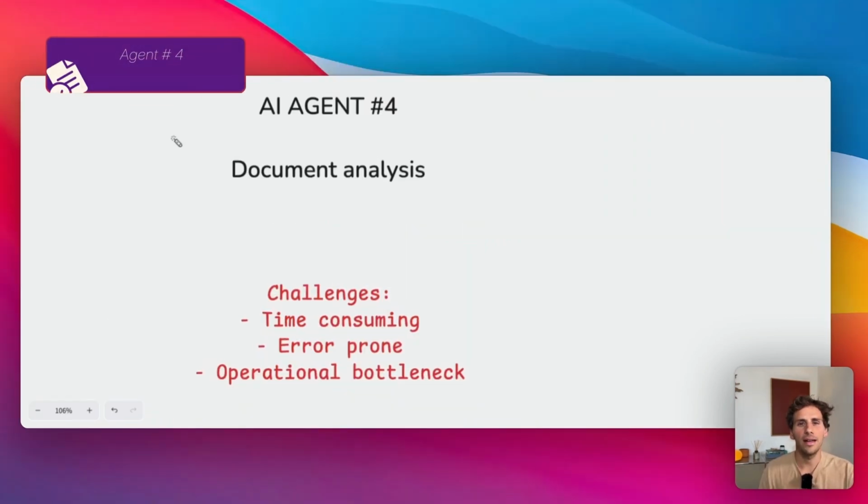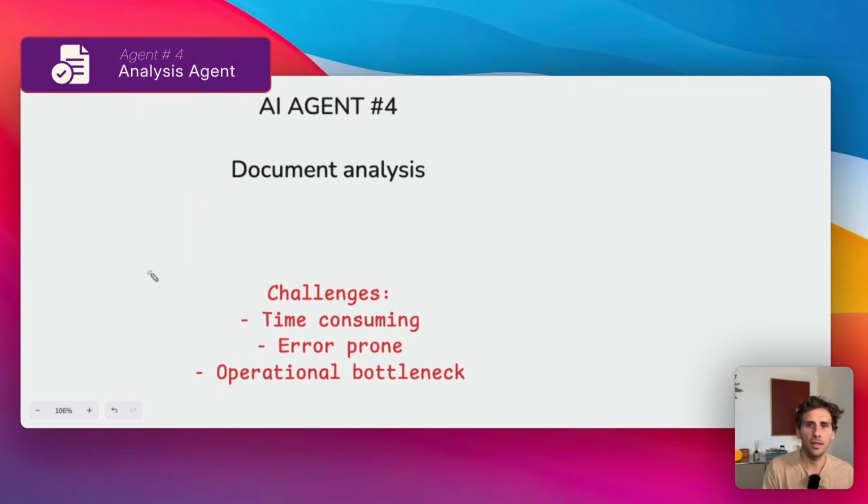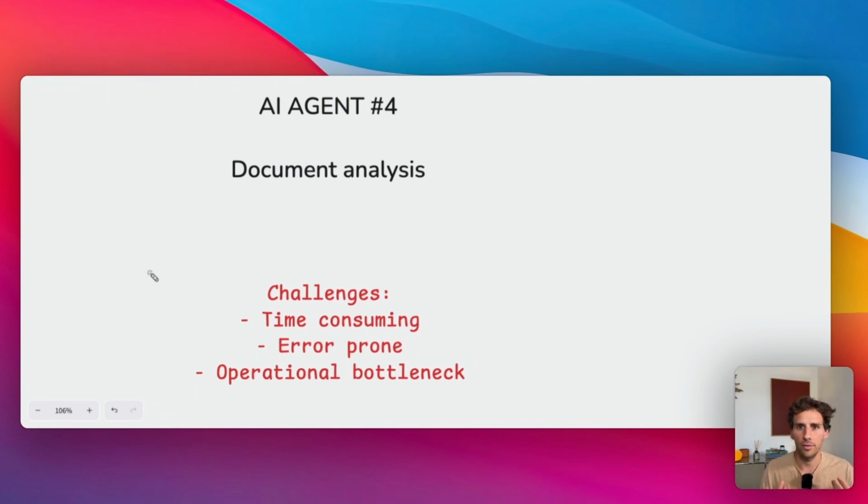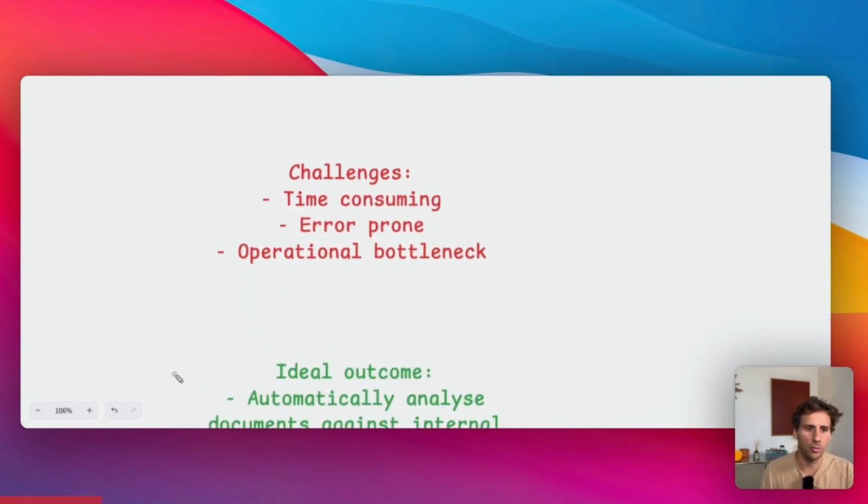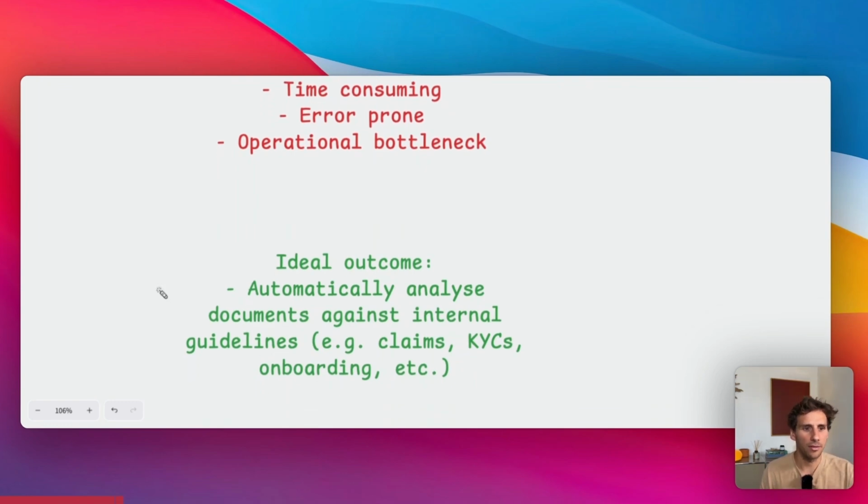All right, so AI agent number 4 is about document analysis. So every time you're getting a document that you need to evaluate against your own internal guidelines, policies, or if you want to evaluate a contract, this is very time consuming. It's prone to errors because you have to go through lots of pages. And finally, it requires some specialized skills. So at times it can present an operational bottleneck. So ideally what you'd like to have is an agent that can automatically analyze those documents for you.